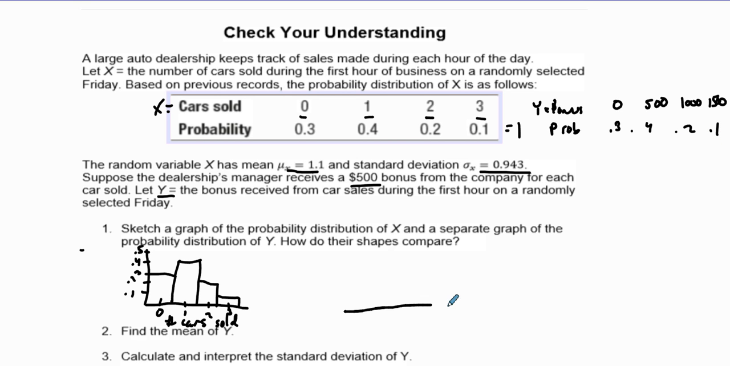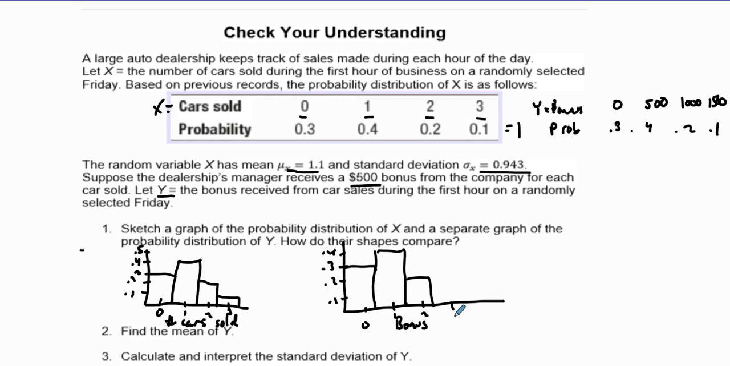And so when we graph this, when we talk about the bonuses, you can probably predict that it's going to look the same way as the other one. We have 0 right here, which is going to be 30%. We have the 1 right there, which is going to be 40%. Again, right here is going to be 2, so it's going to be 20%.